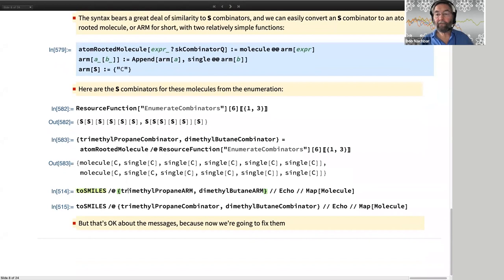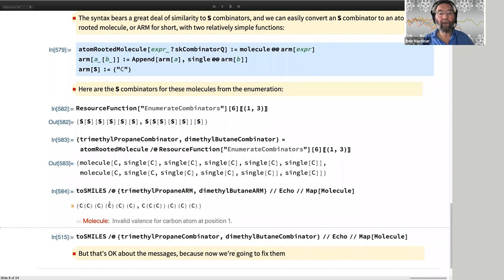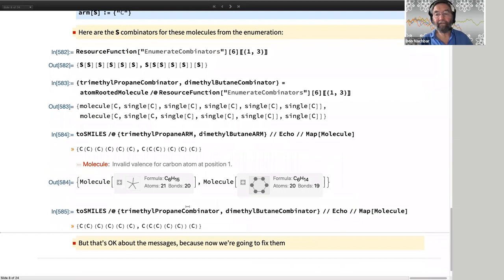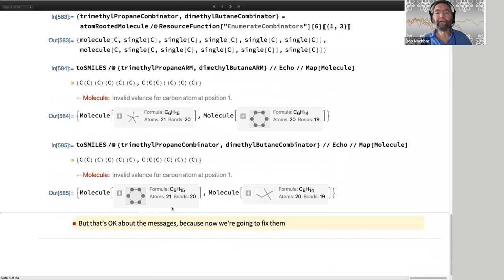We can now convert these two molecules through the SMILES strings. And again, we see on the first one, we have invalid valence. And when we do it with the combinators, we get the same thing. We get a message about invalid valence. And then we get a molecule object. And that's bizarre that I'm getting these generic ones here. I'll have to look into that later. Okay, we're not going to worry about these messages because now we're actually going to fix them.